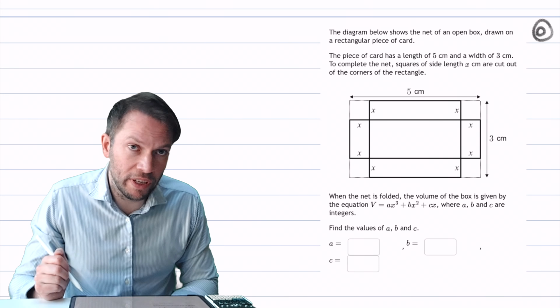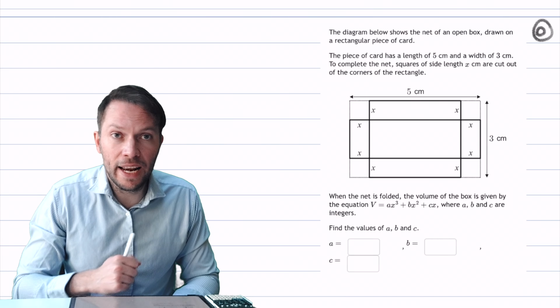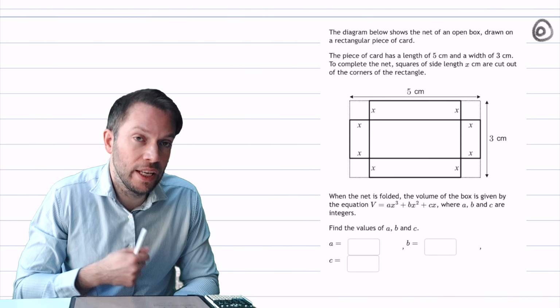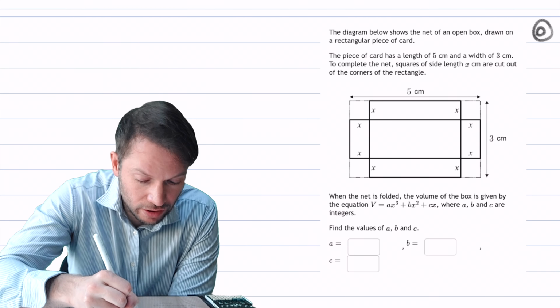In this video, we're going to reason about the net of a 3D solid, in this case a cuboid, and come up with some kind of expression in terms of some variables. Here, the variable is x. Now, let's look at the question.